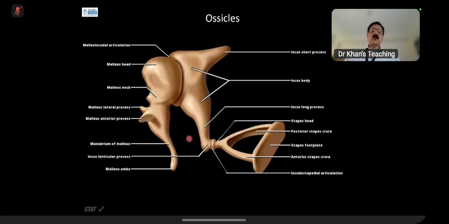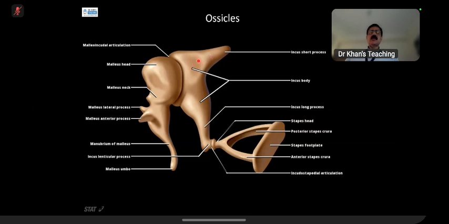Coming back to the ossicles. So we have got 3 ossicles, and portion of them are in the mesotympanum and portion of them are in the epitympanum. This portion of the malleus is attached to the tympanic membrane. Then it goes superiorly, the neck goes superiorly, and the head is sitting in the epitympanum. Second bone is the incus.